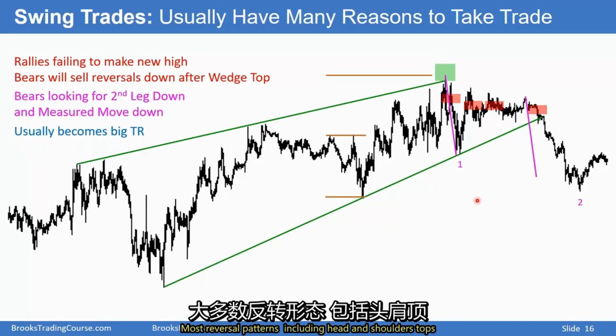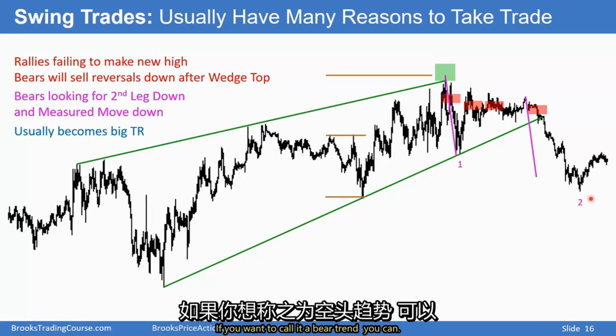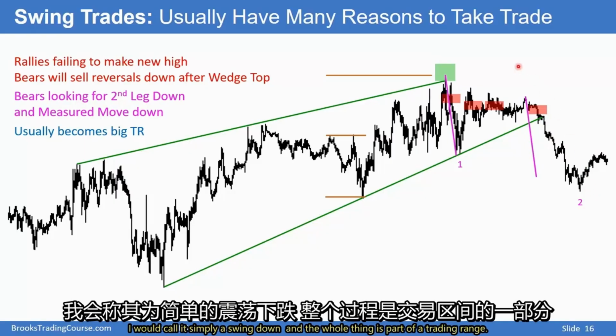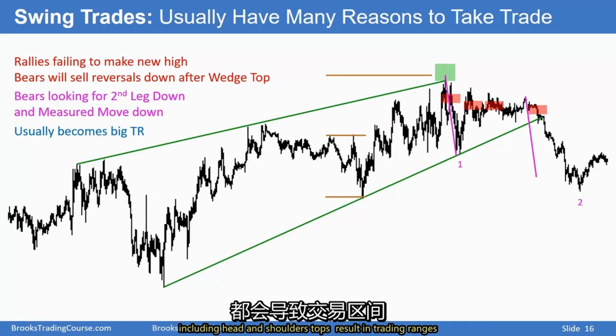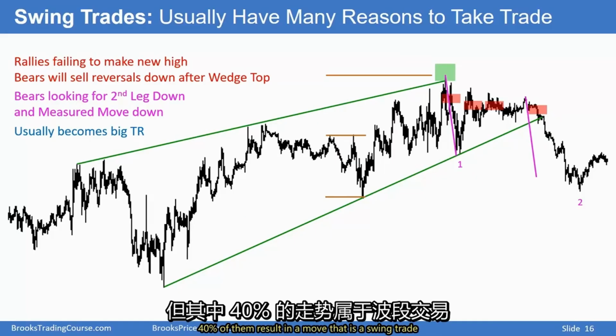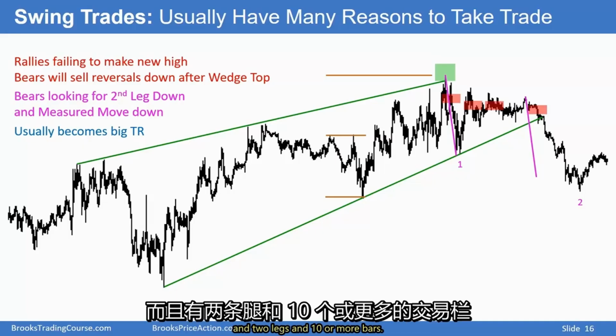Most reversal patterns, including head and shoulders tops, even when they're successful, usually become big trading ranges instead of opposite trends. We have 2 legs down. If you want to call it a bear trend, you can. I would call it simply a swing down, and the whole thing is part of a trading range. However, even though most major trend reversals, including head and shoulders tops, result in trading ranges, 40% of them result in a move that is a swing trade, which means a reward at least twice as big as the risk, and 2 legs and 10 or more bars.